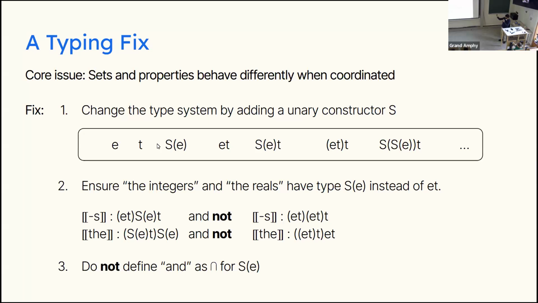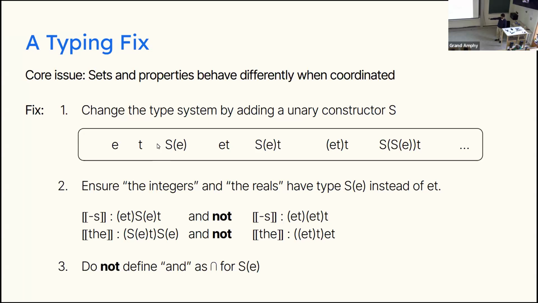And so the first step, we change the type system, and then we use the new type system to produce the correct readings. So we make sure that the integers and the reals don't have the type ET, but have the type SE, because we want them to correspond to sets. So we just change the type of the plural forming morpheme. Earlier it was ET to ET arrow T. Now the second ET is changed to SE.